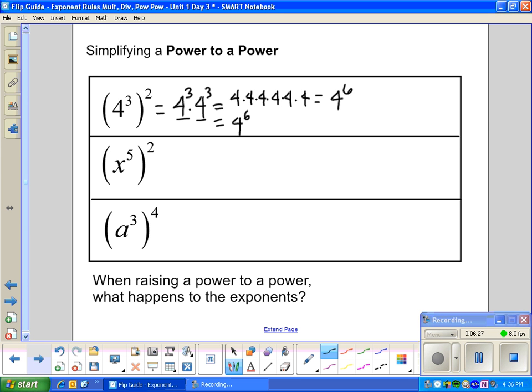Let's try the next one. I have x to the 5th squared. So I could have x to the 5th times x to the 5th. And I can write the whole thing out.